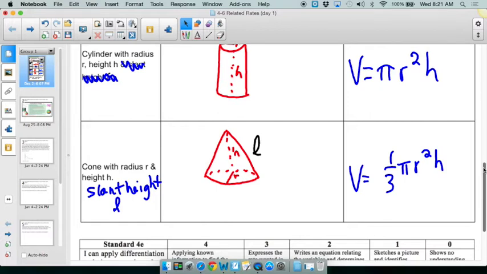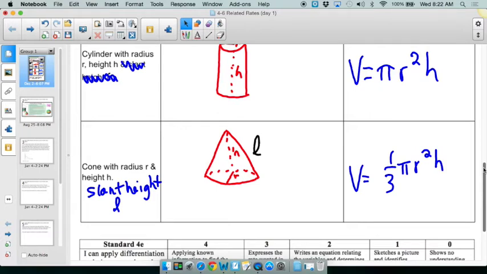Okay? Now, how many different variables are in those two equations? I mean, let's take the cylinder equation. How many different variables do we have? Don't say 2. We got 3, don't we? We got a V and an R and an H. How many variables here?